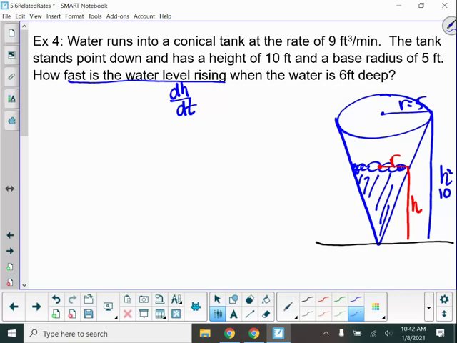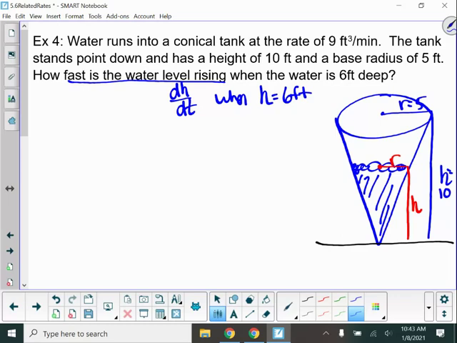One thing that this problem does not address is the rate of change of the radius. It says nothing about how the radius is changing. So radius is a variable I am going to have to eliminate or substitute for whenever I look at my equation. So we're trying to find dh/dt when it says the water is 6 feet deep. So when h is equal to 6 feet. It says nothing about r.